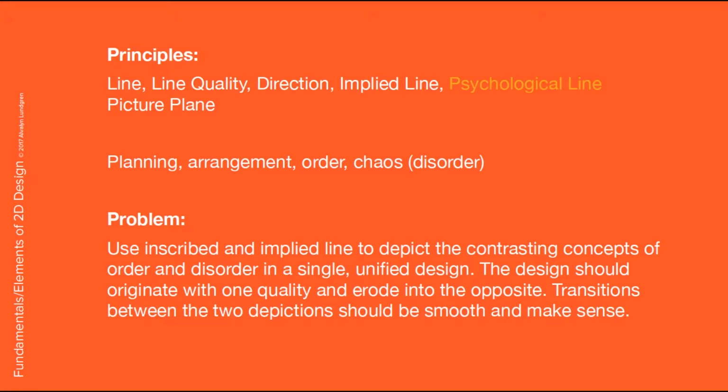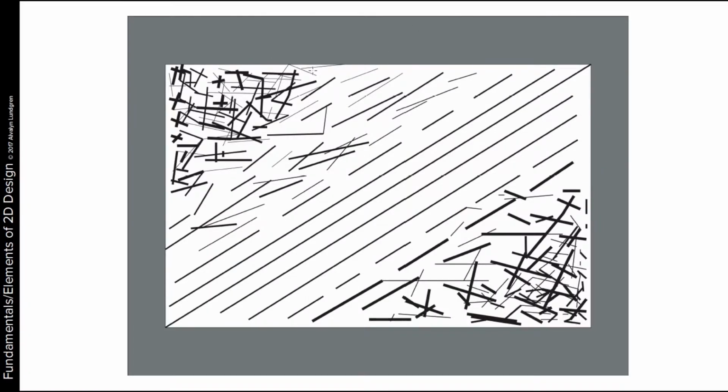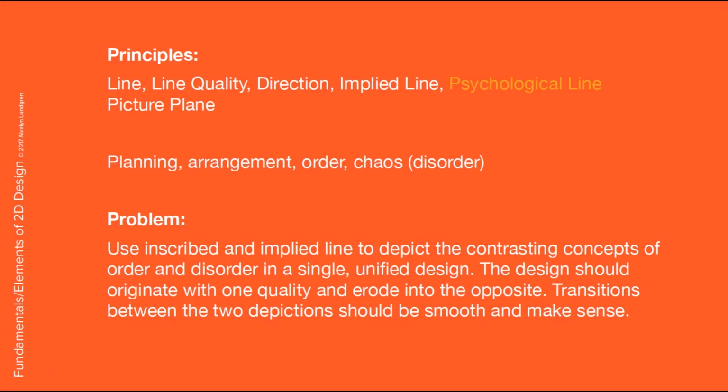And of course, picture plane is basically where you begin. It's the first thing you have to draw. It's the edge or the perimeter of the design. You are going to be dealing also with the ideas of planning, because you have to plan and arrange your design space to set up the order and the chaos.